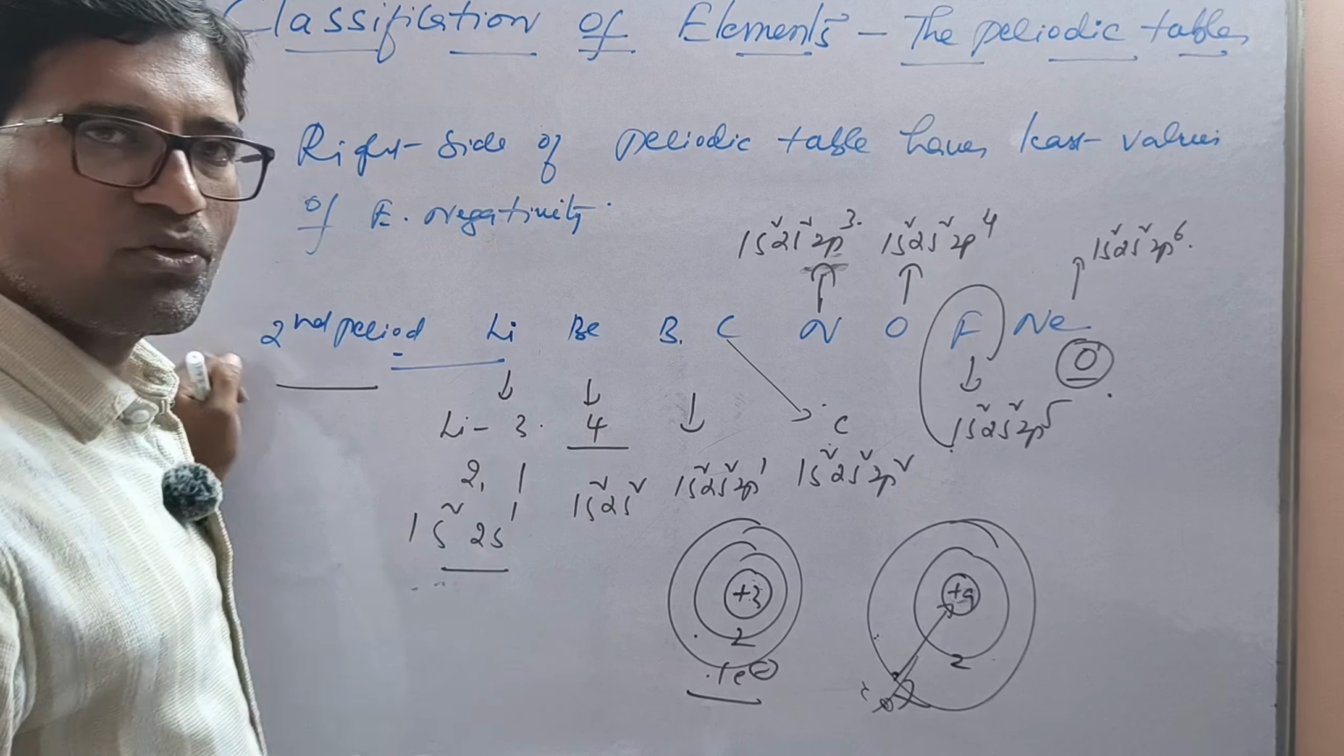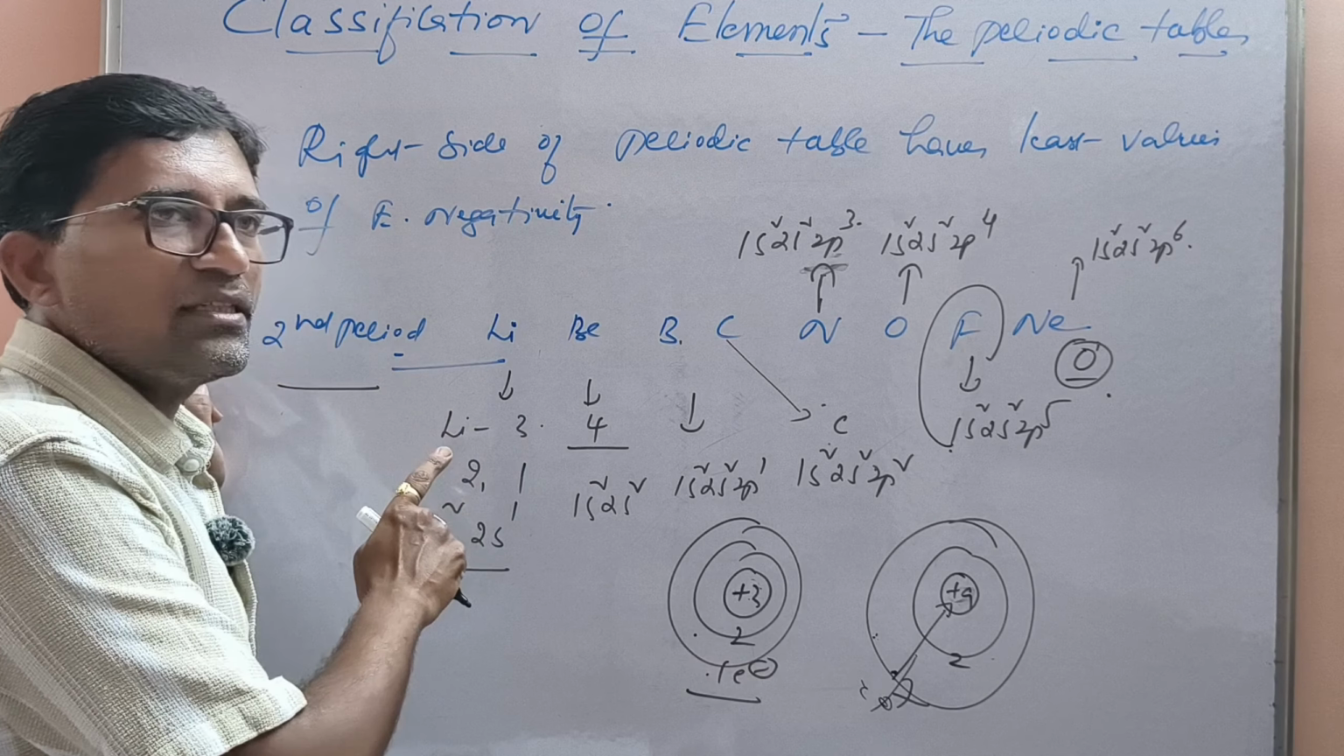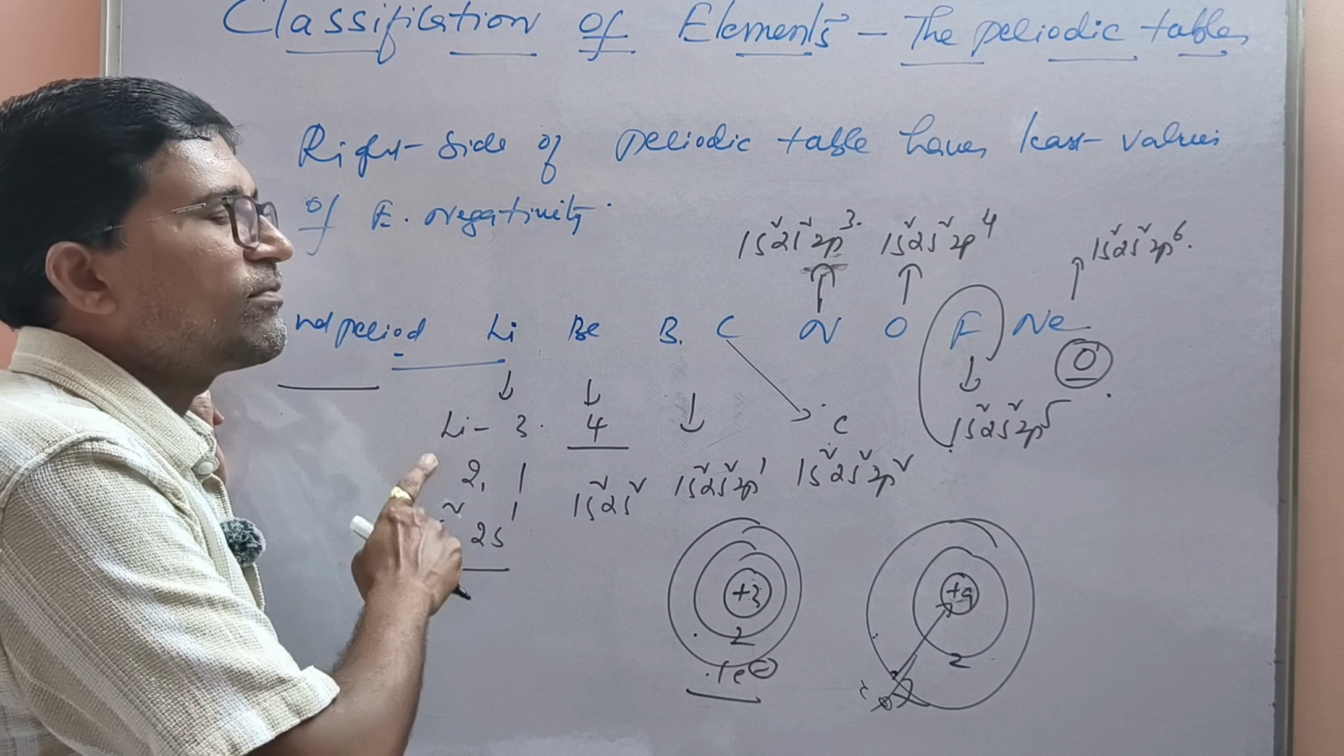So according to my view, and according to the referred books, we can consider that electronegativity values increase from left to right. They never decrease. Is it clear? Okay. Now the next question.